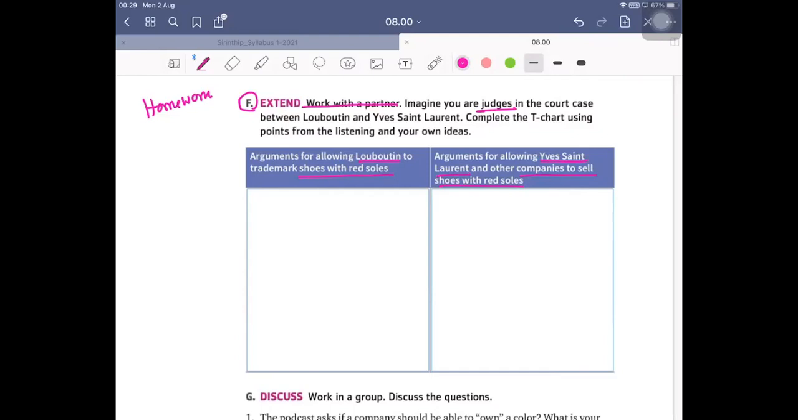Okay, so I want you to come up with arguments or reasons to support both sides. You can take some information from the clip that I'm about to play, and you can add your own ideas as well. I'm going to play it only once, and then you can replay it as many times as you like.